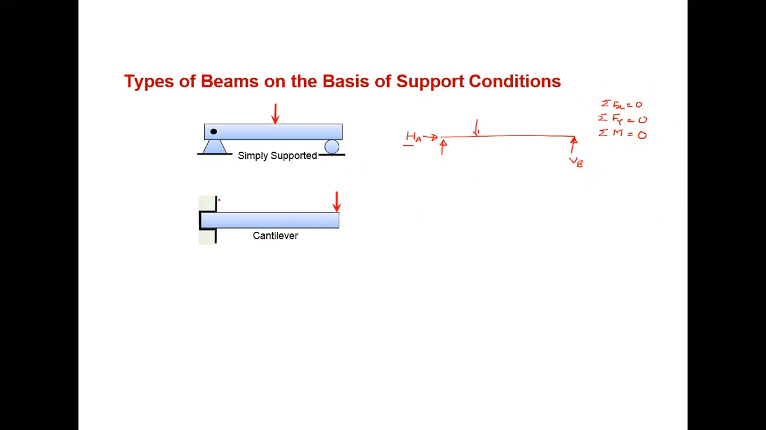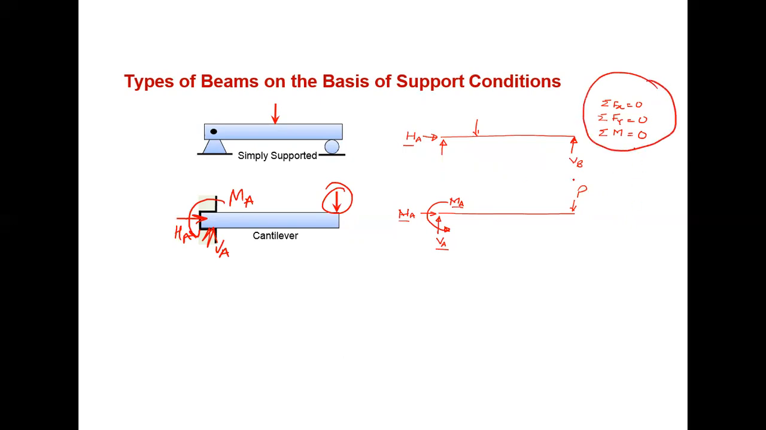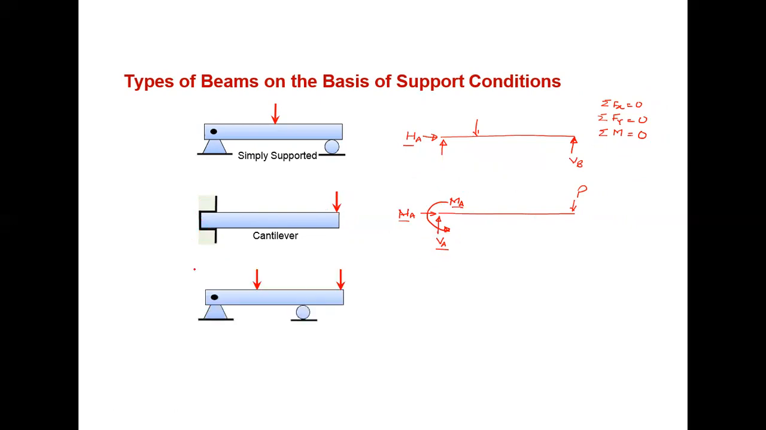In this cantilever beam, you can see that one end of the beam is fixed and the other end of the beam is subjected to a point load. So its FBD will be somewhat like this one, where for a fixed support we are applying a horizontal reaction and a vertical reaction and also a moment, MA, and external load is applied over here. So again, if you apply these three constraint equations, then you can find out these three unknowns, HA, VA, and MA. Good.